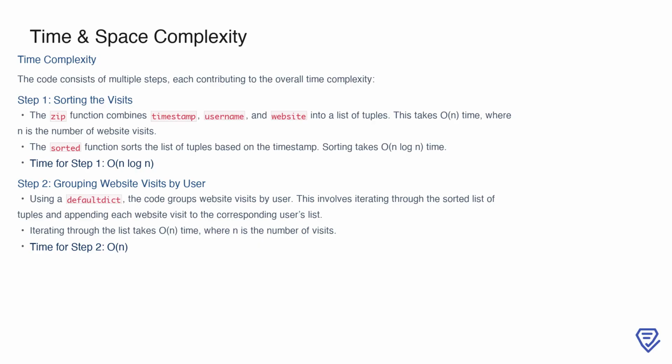Once combined, the sorted function organizes these tuples by timestamp, and since sorting takes O(n log n) time, step 1 contributes O(n log n) to the overall complexity. Moving to step 2, we group the website visits by user using a defaultdict. This involves iterating through the sorted list and appending each visit to the corresponding user. As this iteration takes O(n) time, step 2 adds O(n) to the total complexity. Together, these initial steps efficiently prepare the data for further analysis.